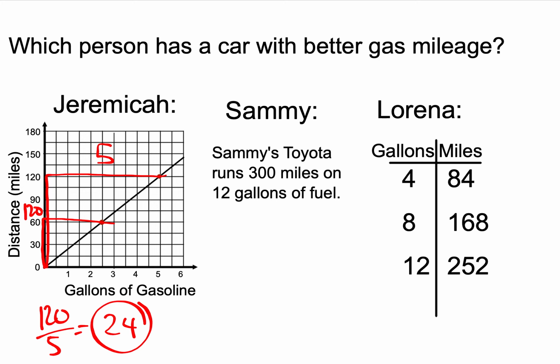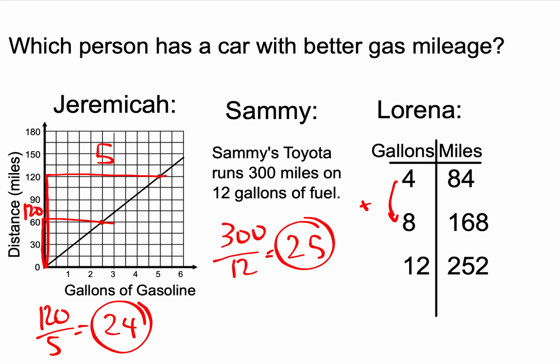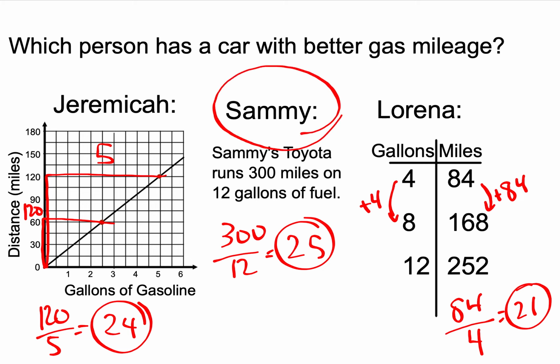Now Sammy goes 300 miles on 12 gallons of fuel, which is 25 miles per gallon. And Lorena, when she increases the amount of gas by 4 gallons, the distance traveled increases by 84, making her rate of consumption of gas or fuel economy 21 miles per gallon. So which car gets the better gas mileage? It's going to be Sammy at 25 miles per gallon.